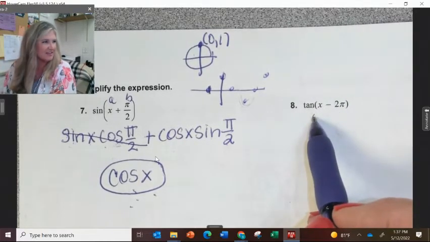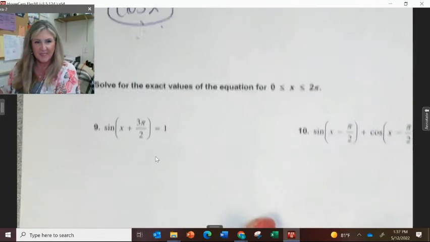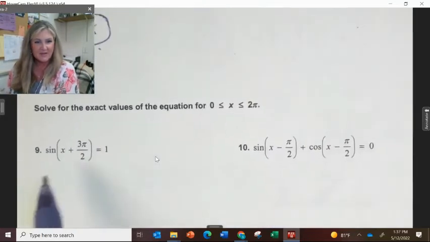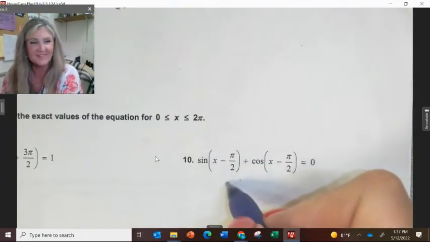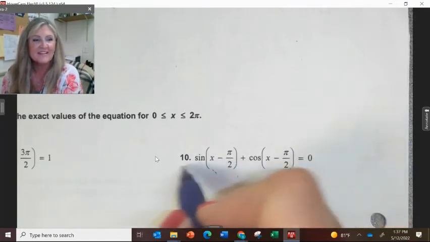Should we do this one or not? You think you can do it? Okay, let's not. All right, let's go down here. Do you want to do the easier problem or the harder problem? Harder. Okay, harder. Let's do that. Okay, number 10. Number 10, guys.